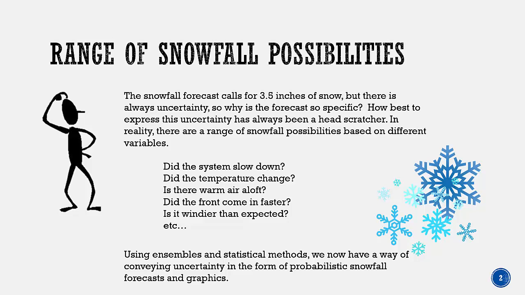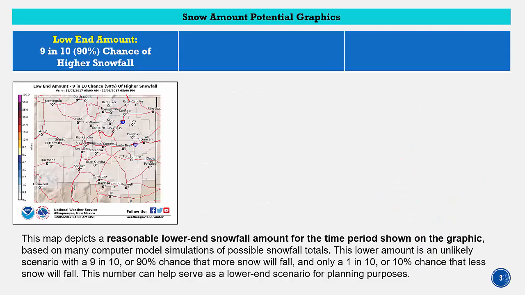Using ensembles and statistical methods, we now have a way of conveying uncertainty, and hence the range of snowfall possibilities, in the form of probabilistic snowfall forecasts and graphics. So let's get right to it.